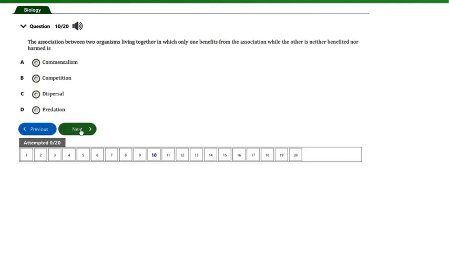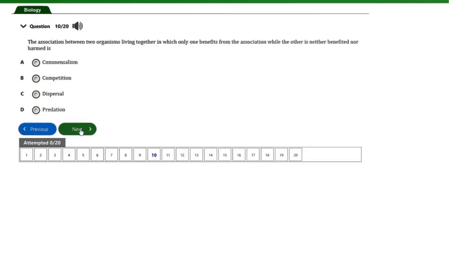So guys, this is the third time this question is appearing, and this should tell you that knowing the answer to this question is a bonus for you. Perhaps you might likely see the question in your exam. So let's take note of this. The answer to this question is commensalism. Anywhere we see it, the answer to this question is commensalism, and that's option A.